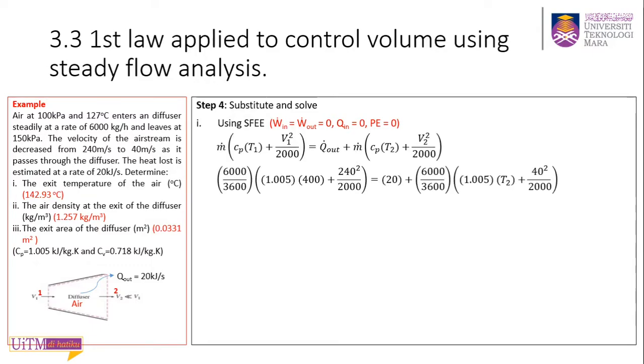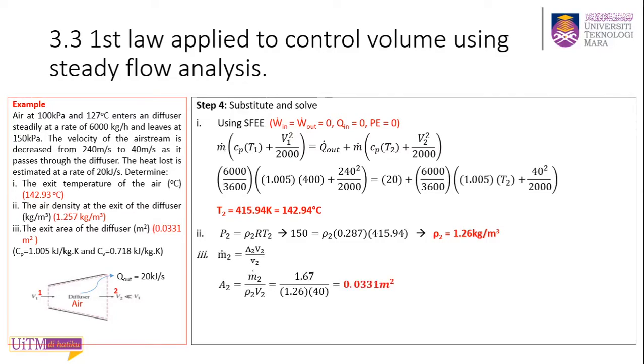So for exit temperature, we can see here in Kelvin, 415.94 Kelvin. However, in the question, it wants the answer to be in degrees Celsius, so we have to convert it into degrees Celsius. For density, using the ideal gas relationship, we can see that the density for air is 1.26 kilograms per meter cube. And for exit area of the diffuser, the answer is 0.03311 meter square.